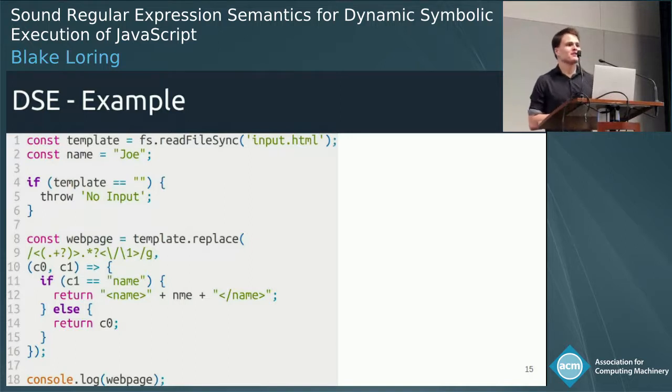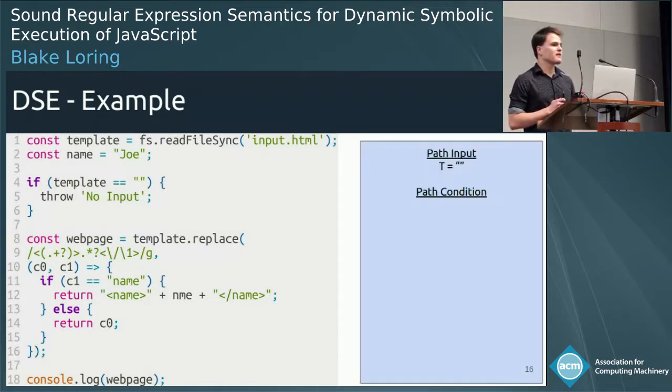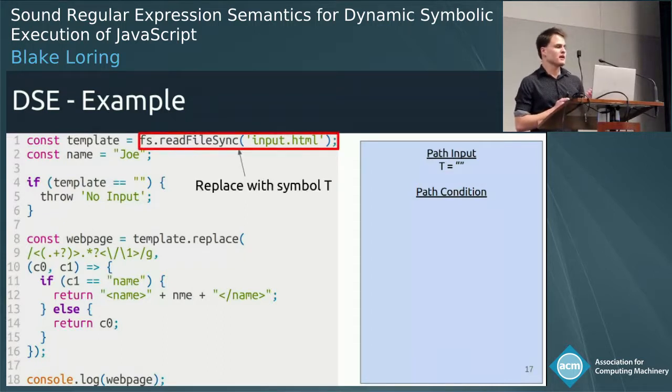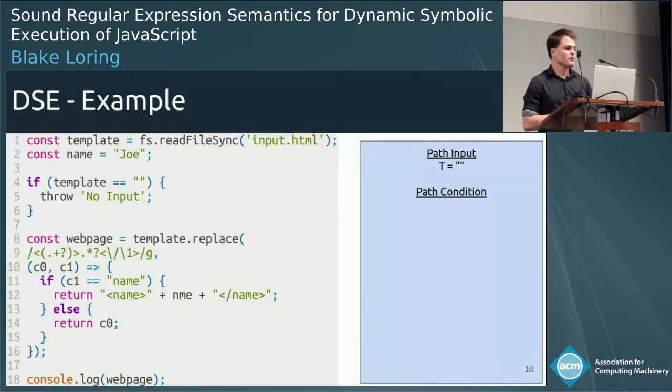So dynamic symbolic execution is an automated test generation approach, whereby we continuously re-execute the program each time with a new input that's guaranteed to exercise a different control flow from the previous. So the way that this works is we start by introducing some symbols to the program. And in this case, we'll start with a symbol t and an initial test case of t equals the empty string. Next, we replace our input to the program with this symbol. So here we're replacing the file system read with t. Then we just run the program as normal.